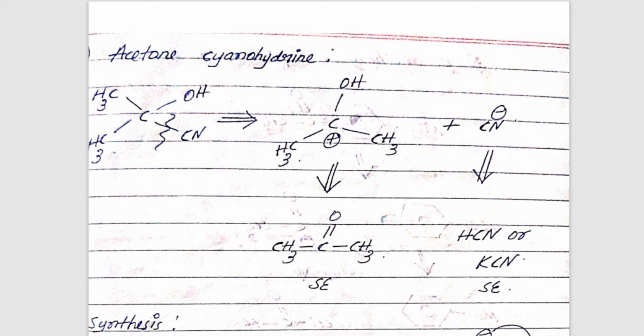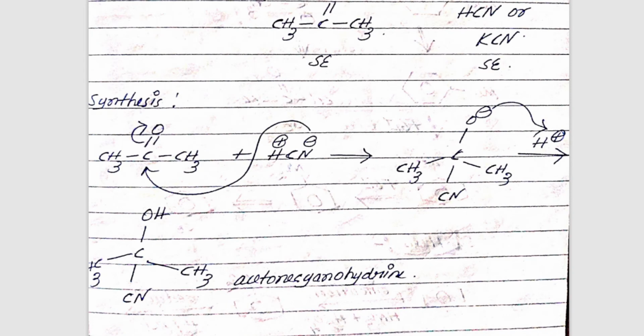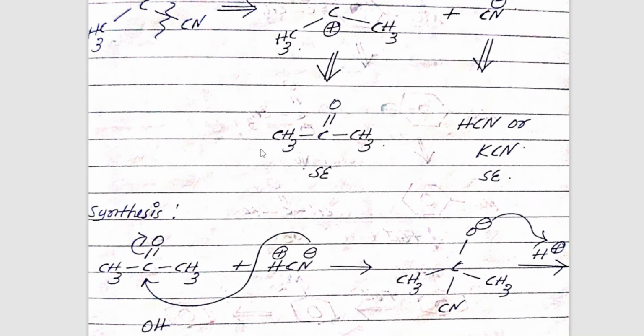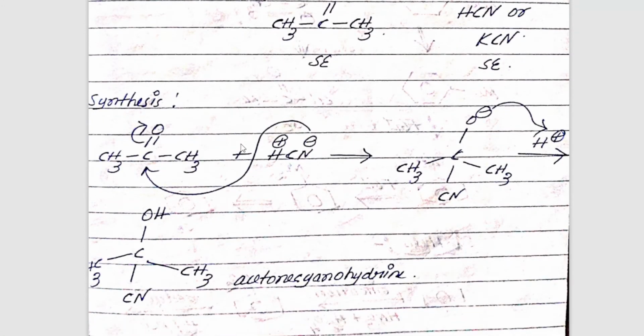Next, what you'll write? You will write the reverse of this, that is, you will write the synthesis of acetone cyanohydrin. How is the synthesis of this molecule done, students? What you will take first, you will take the ketonic compound because previously you got the synthetic equivalent, correct? So you will take this ketonic compound and you will take HCN.